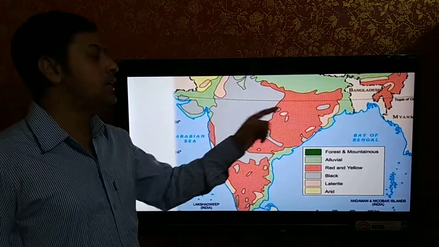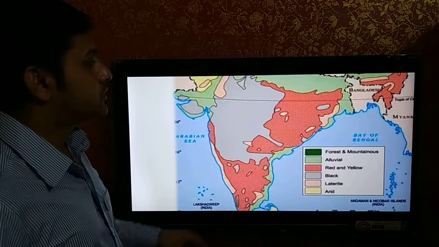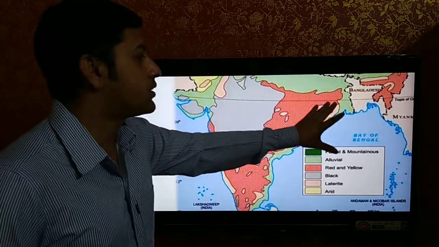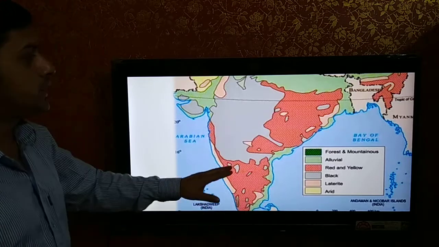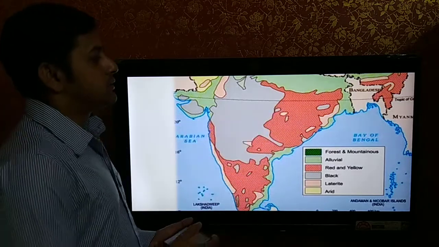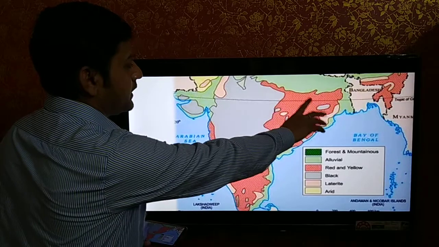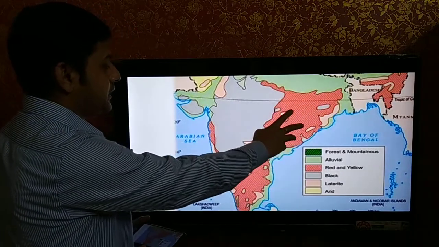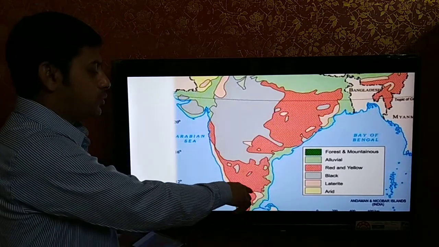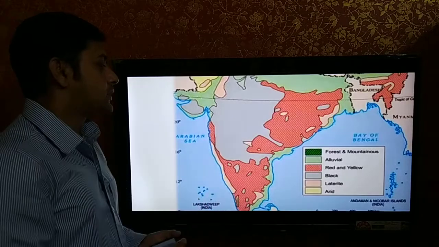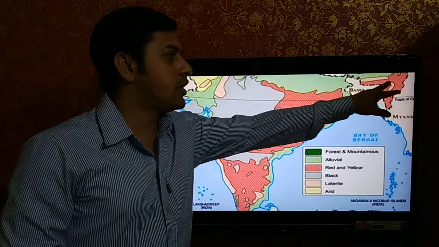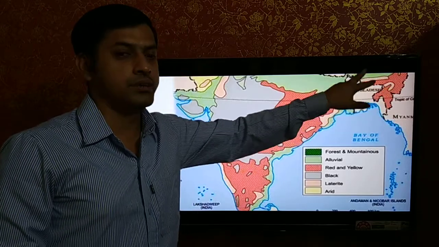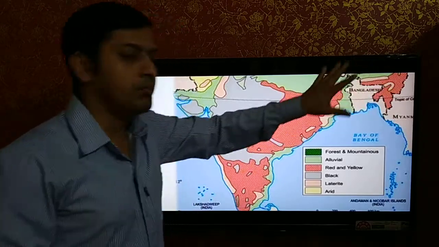Next one is the red soil. Red soil covers the maximum part of the eastern and southern part of India. Where are they found? Mainly some parts of Jharkhand, Chhattisgarh, Andhra Pradesh, Odisha, Tamil Nadu, Karnataka, some parts of Maharashtra, as well as the northeastern part of our country, which is composed of red soil.